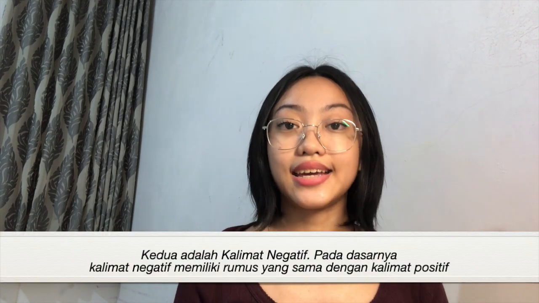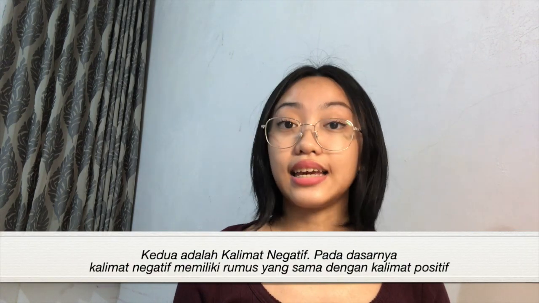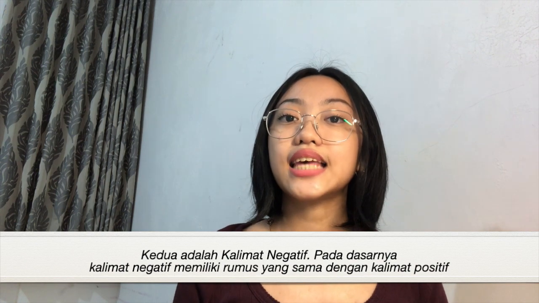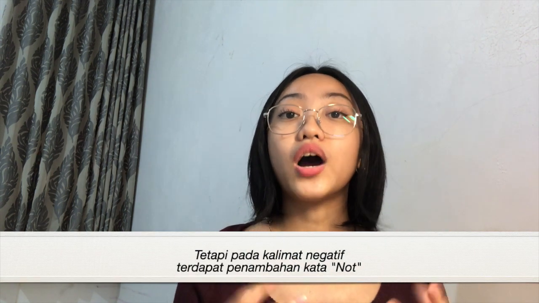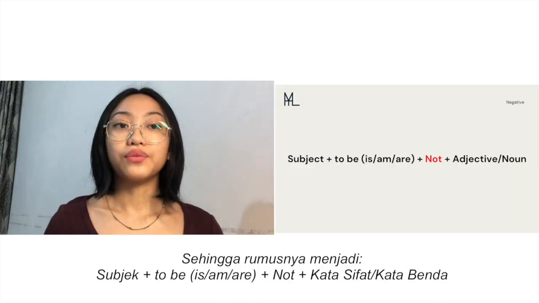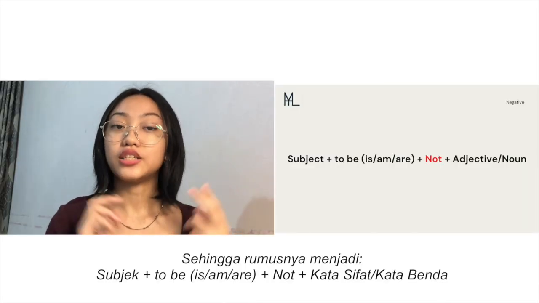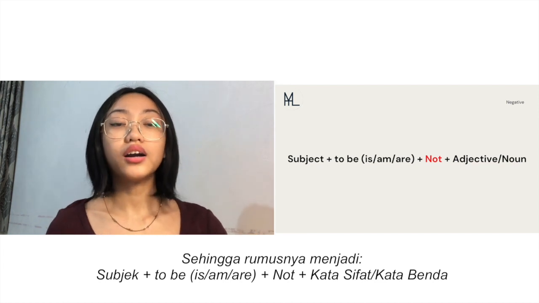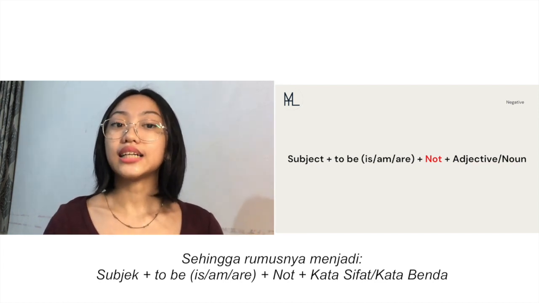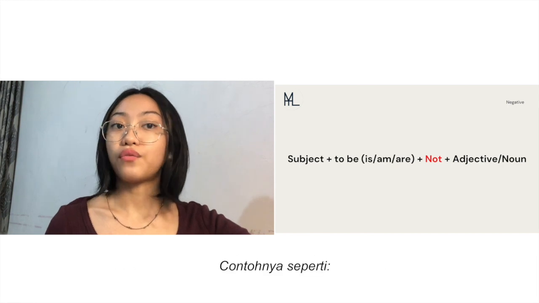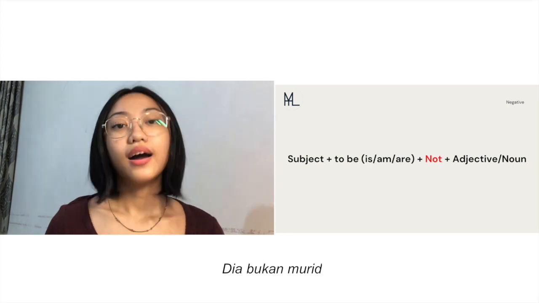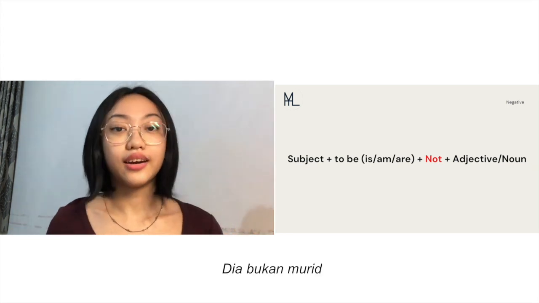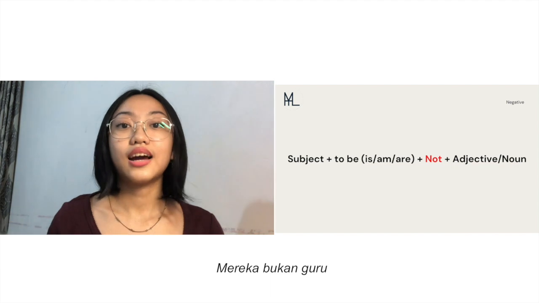The second one is negative sentence. Basically, negative sentence has the same formula as positive sentence, but in negative sentence, there is an addition of the word not. So it will be subject plus to be, is, am, or are, plus not, plus adjective or noun. So for example, I am not an English teacher. He is not a student. They are not teachers.